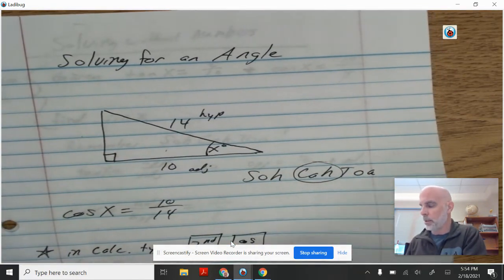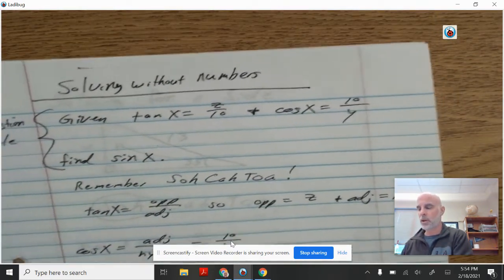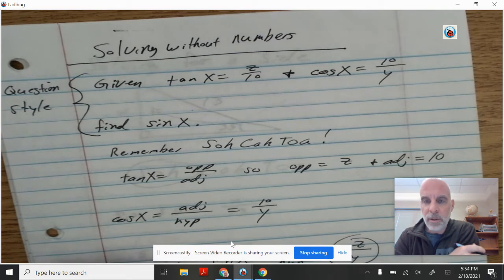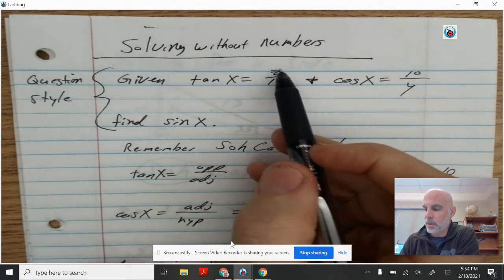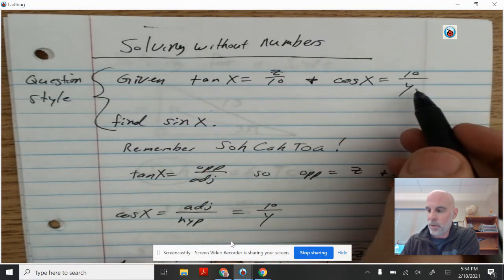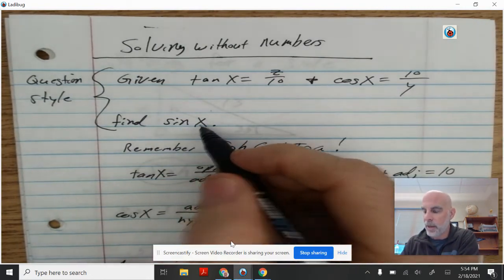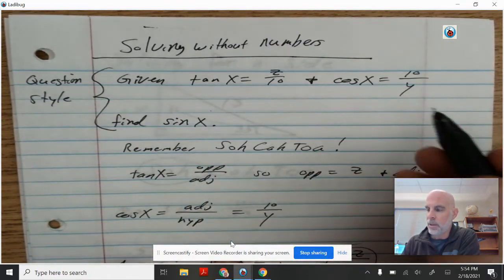All right. The only other type of problem, and this is probably more over there in your homework, was solving a problem that didn't have a triangle drawn. It just had some given information. It said the tangent of x was equal to z over 10, and the cosine of x was 10 over y. So that was all you knew. And it said to find the sine of x. So you're thinking, well, how can I do this? I don't even know what x is. But you just think about this.